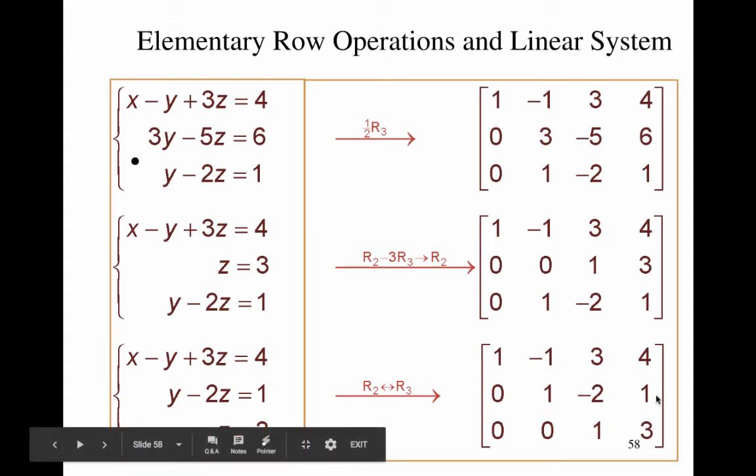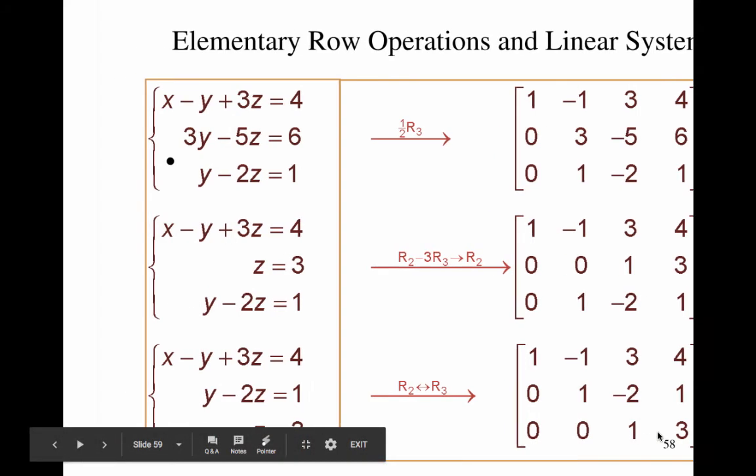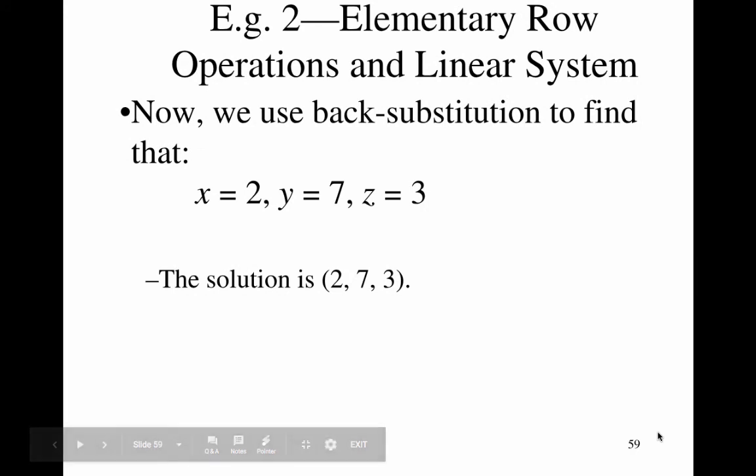Then if we simply switch the second and third rows, which is legal, we have found that z is 3. If z is 3, we can substitute that back in and find that x is 2 and y is 7. So the solution to this system is 2, 7, 3.